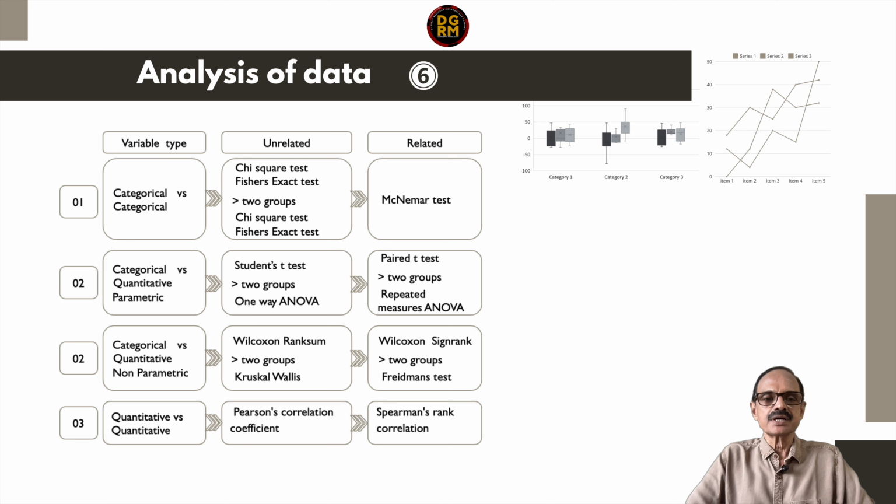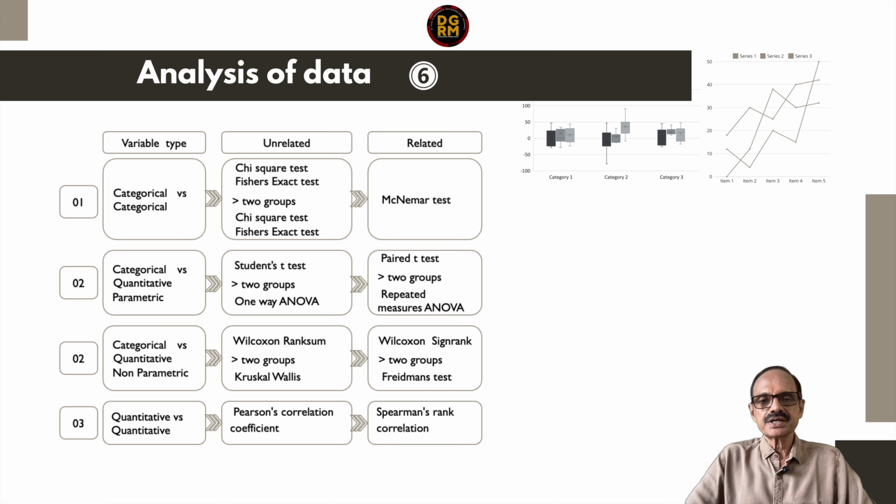Please go through the subheads, that is variable type, unrelated, and related. In this, if it is categorical versus categorical, then we go for the chi-square test or Fisher's exact. If it is unrelated, that is mutually exclusive. If it is related, that means before and after, we go for the McNemar test. And if it is unrelated, and you have more than two groups, then we go for the chi-square test and Fisher's exact itself.